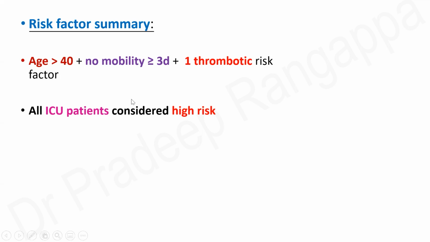So all ICU patients, all sick ICU patients, are considered high risk for venous thrombosis. So if you remember this, it should be good enough for you to stratify patients as to who are at a risk of pulmonary embolism.